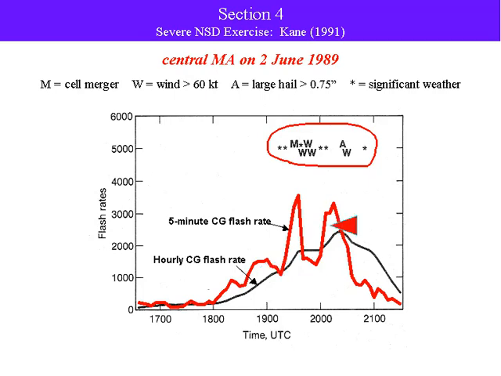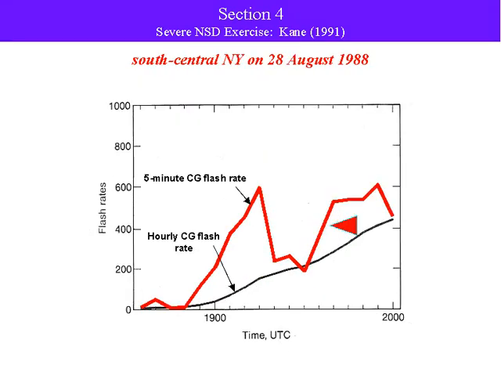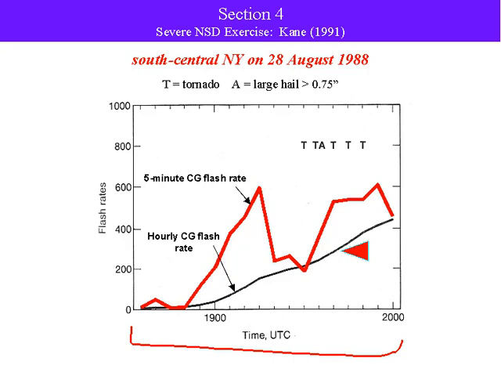As a second example from the same paper, we'll look at a case from South Central New York on 28 August of 1988. This is the same type of plot, except now we're looking at a shorter time period, only about an hour and a half. Again, the hourly CG flash rate increases almost linearly throughout the period. But if you plot the 5-minute CG flash rate on top of that, you can see 2 distinct pulses, and that's not evident whatsoever within the hourly flash rate because these pulses are averaged out. If we again toggle on the severe weather, you can see that there's quite a bit of severe activity which occurs after the pulsing goes on.